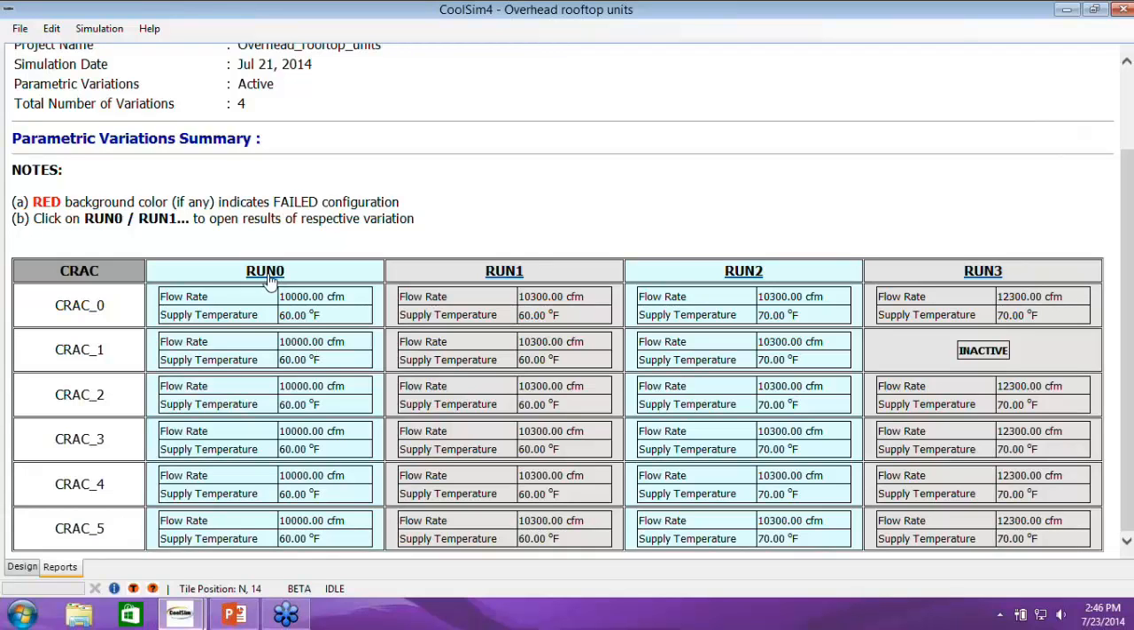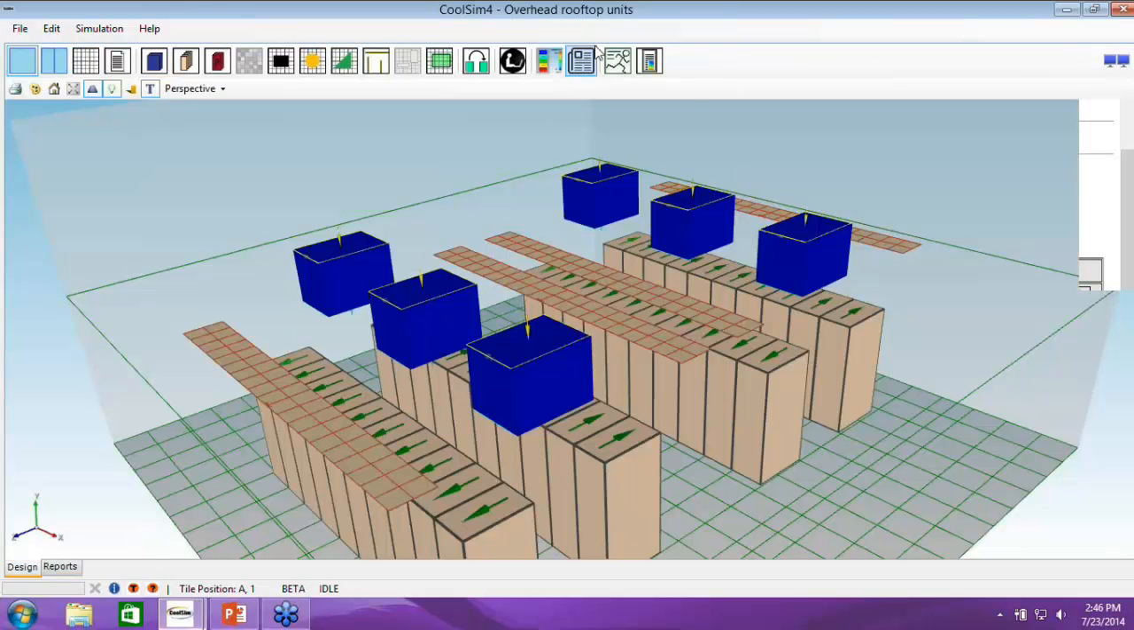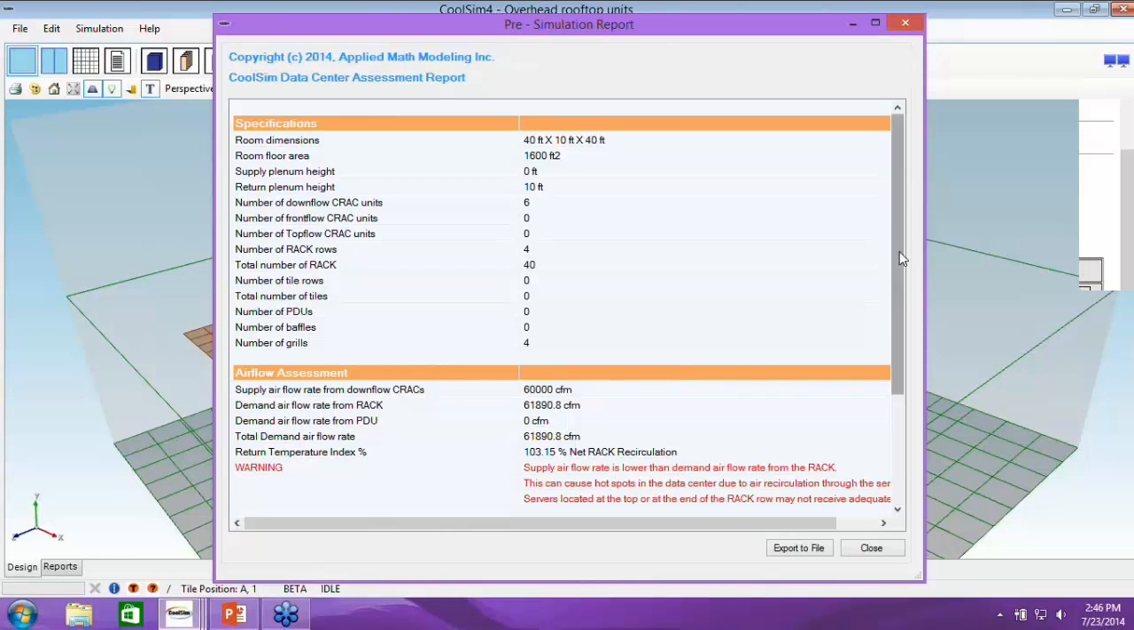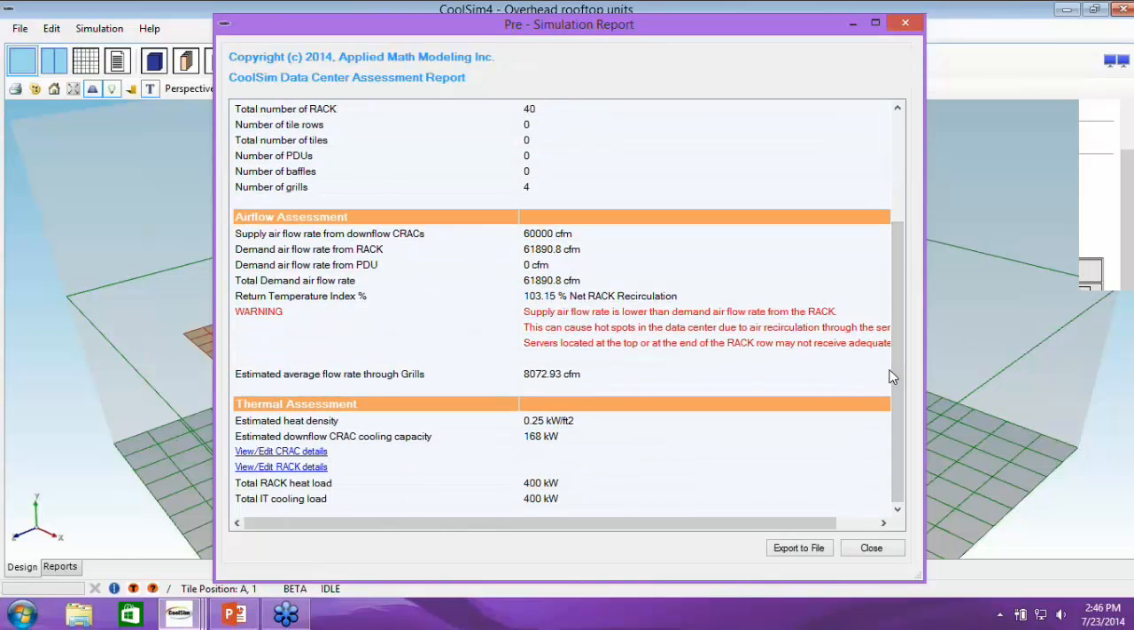So let's first take a look at the summary, the pre-simulation report. And this one's kind of interesting. In the pre-simulation report, again, we haven't done a run yet. This is all available prior to submission of the job for processing. We can take a look at the airflow balance, the RTI. This one's showing 103%. So this one says that we've got too much demand from our racks compared to the amount given to us by the cooling units.